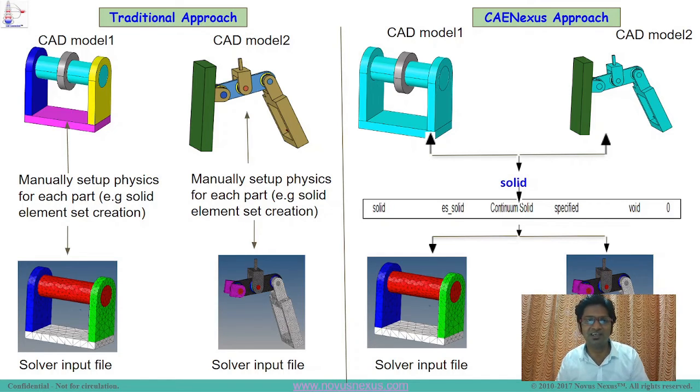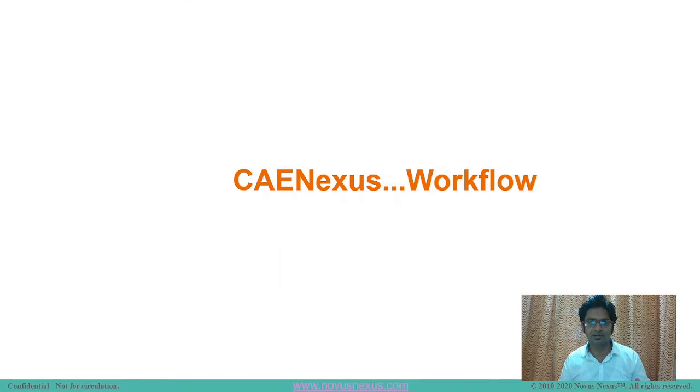So this is the major difference. In the traditional approach, we are using CAE geometry to set up the physics, whereas in the CAENexus approach, we are using the abstract classes to set up the physics. Up till now, we have seen what is CAE geometry, what are abstract classes, what are abstract models. Now we'll have an overview about the CAENexus workflow.